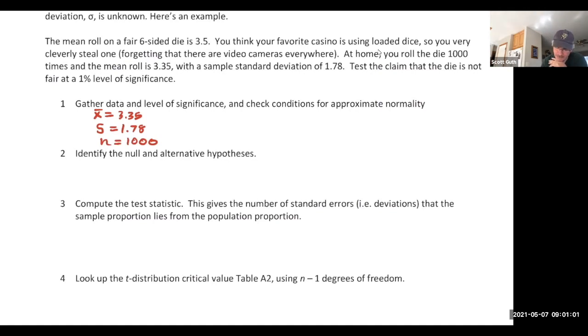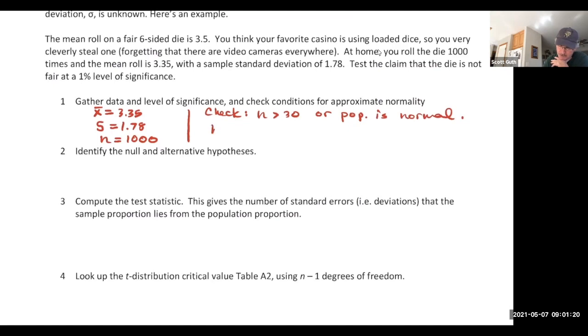The check is that n needs to be greater than 30, or the population should be normal. So here, n is 1,000. Clearly that's bigger than 30, so we're good to go. Okay, we know that sample means have bell-shaped distributions as long as your sample size is big enough. Any questions?